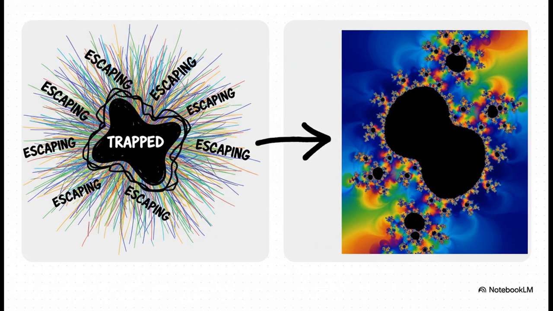This is the big aha moment. On the left, you see the basic idea, right? The black trapped region surrounded by all the colored escaped regions. And on the right, that's what happens when a computer runs that simple test for millions and millions of points. This isn't a drawing. It's not art in the traditional sense. It's a map of the behavior of that one tiny formula.